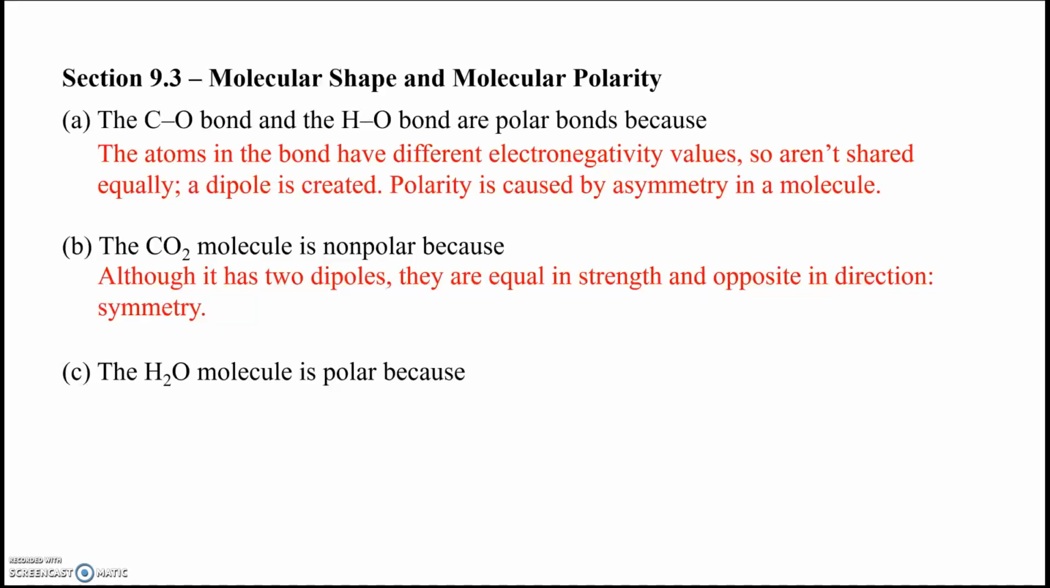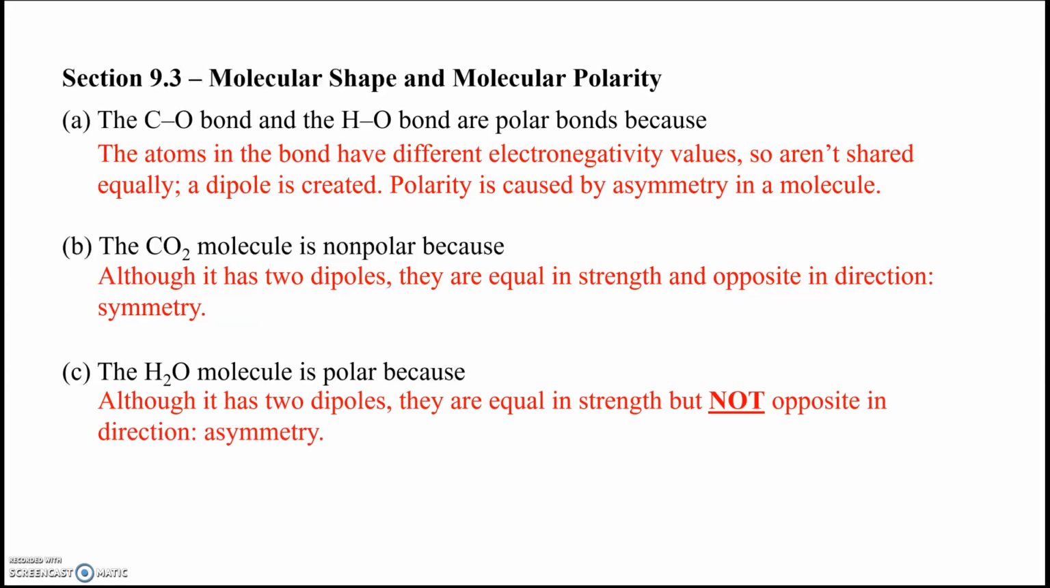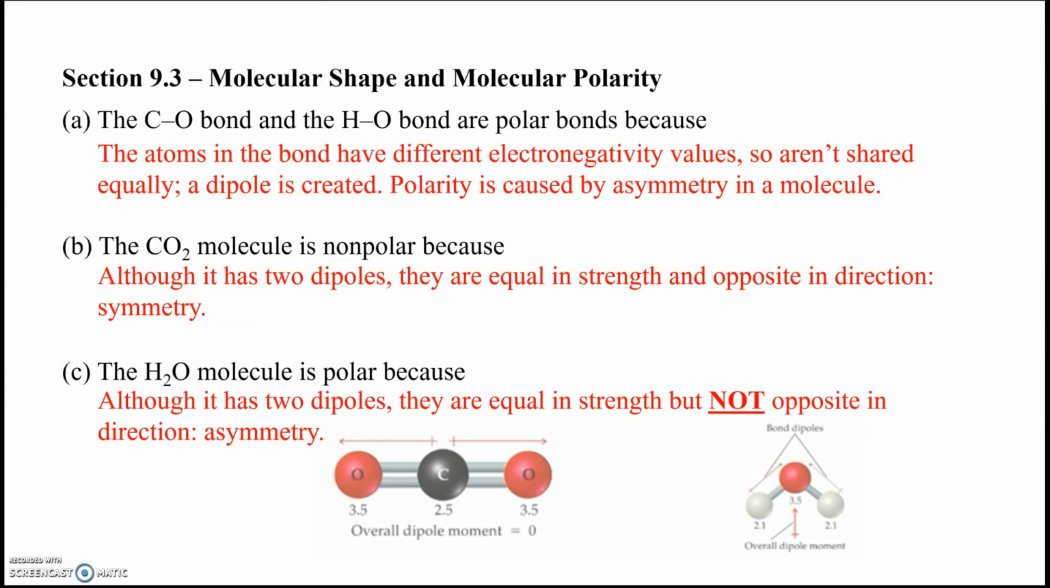Part C says the water molecule is polar because although it also has 2 dipoles between oxygen and the adjacent hydrogens, they're equal in strength, but they don't point in opposite directions. And this is because of the 2 non-bonding pairs on the top of the oxygen atom. And this causes asymmetry, which causes polarity. All right, you can take a look at these little pictures here and see what we're talking about with the construction of the model of the bond between these atoms.